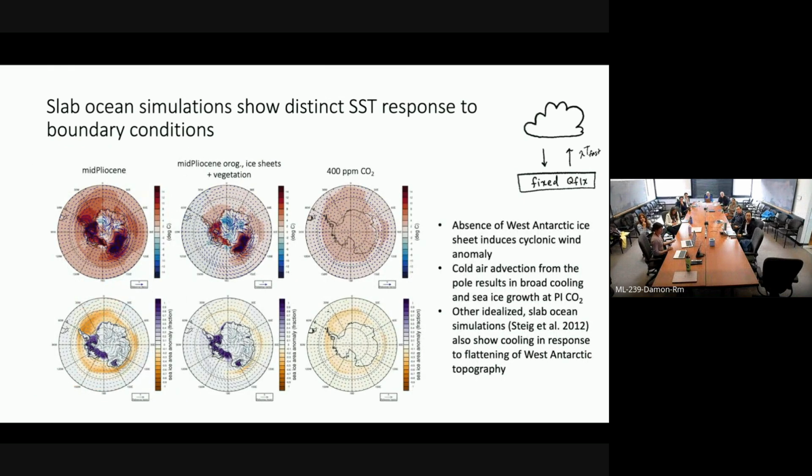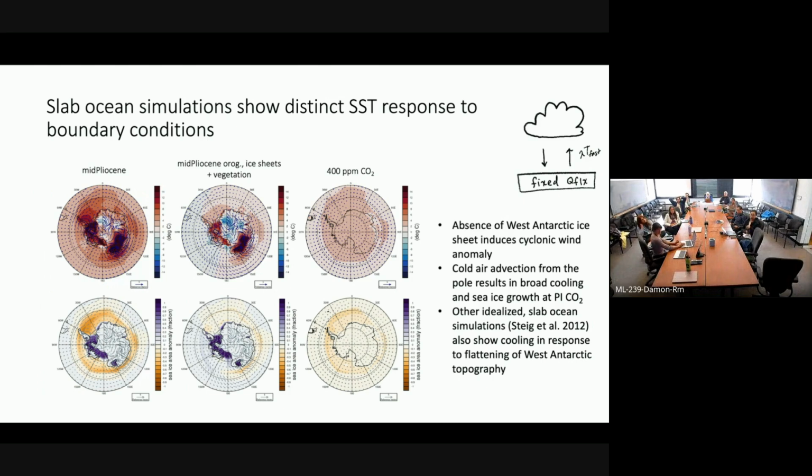To investigate this phenomenon a little bit further, here I'm showing polar projections of Antarctica, where we see these air temperature anomalies in the boundary condition simulation, where we have this broad cooling over the Southern Ocean. And I'm just showing some interesting wind vectors. So these are surface wind anomalies that arise because of these topographic differences, where you have this flat West Antarctic or absence of the ice sheet there.